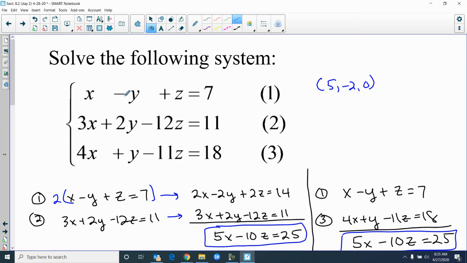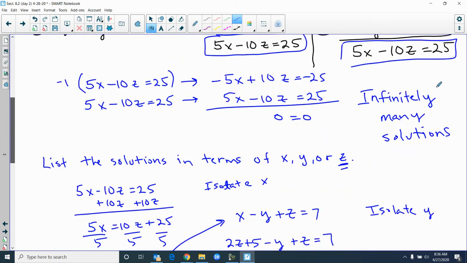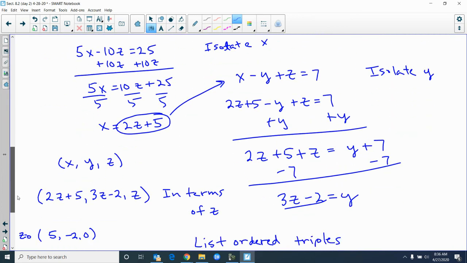5 minus -2 is 7, plus 0, 7. 3 times 5 is 15, minus 4, minus 0. 15 minus 4 is 11. 4 times 5 is 20, plus -2, minus 11 times 0 is 0. That equals 18. So you see how it works for all of them? So to be honest with you, infinite solutions is going to be the hardest one of the bunch, because you just can't stop and say infinitely many solutions and move on. You have to list the solutions in terms of x, y, or z.